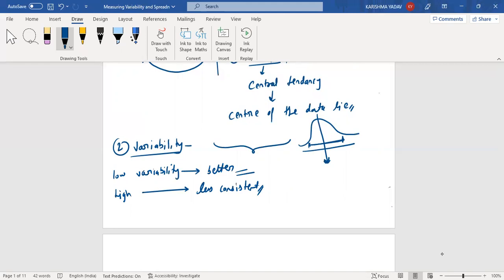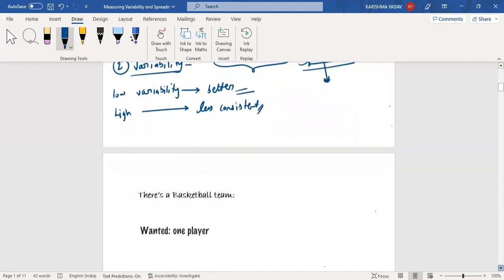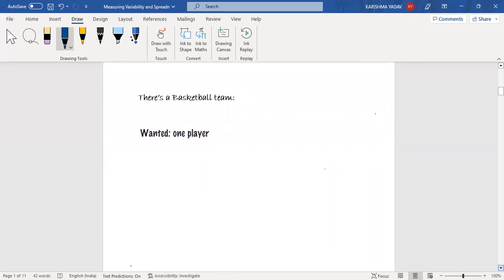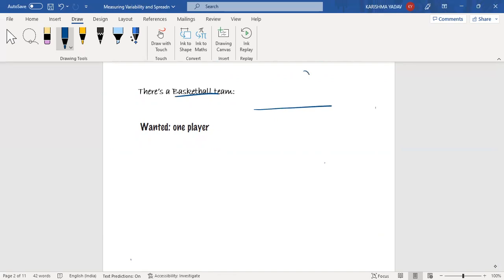Now let's understand the concept of variability by taking a very interesting example of a basketball team. So there is a basketball team. If you have ever played basketball, then you know this. Let's say that this is my basketball court. My drawing is not that good, but let's just consider it.